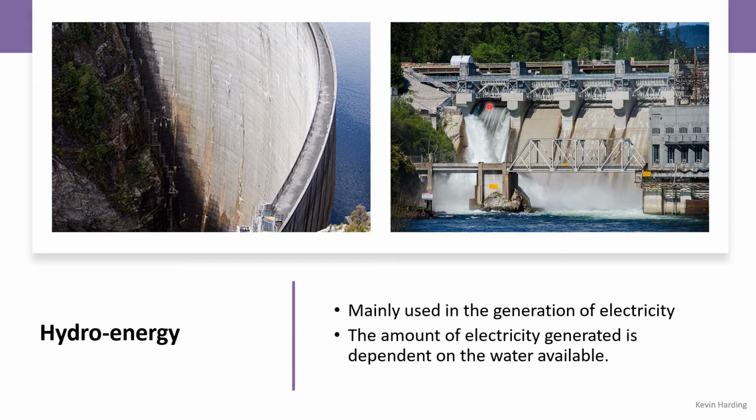The water is then opened up through here, and there will be some generator or something formed in here. Again, as you can read on the slide, this one is for the generation of electricity. And obviously this one is going to be dependent on the water available. So in times of drought, if you've set up a big hydro dam system and there is no water, you're not going to be able to generate any electricity.